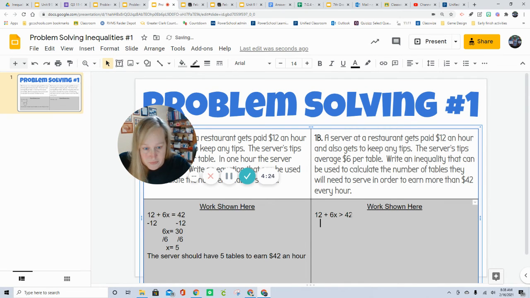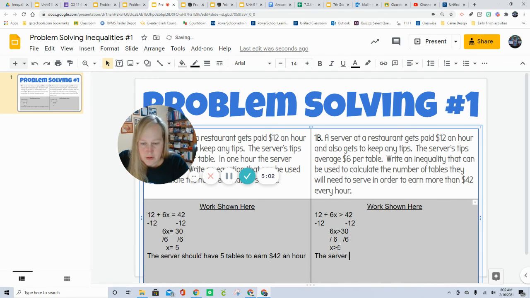We've been covering this before. I'm going to subtract the 12 from both sides to move it. And then you're left with 6x greater than 42. You're going to divide both sides by 6. And you're left with x needs to be more than, oh, this isn't 42. 30. x is more than 5.